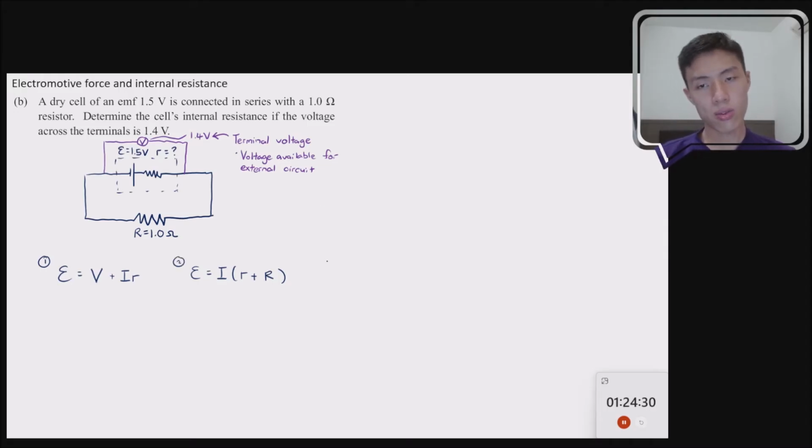Then you can also talk about the whole situation in terms of a potential divider. Let's say we are interested in what's available for the external circuit. What's available for the external circuit is the terminal voltage. In total, you have 1.5 volt, but it's shared between the internal resistance and the resistance outside the battery. Both of them are sharing this EMF, but if you are interested in what's available for the external, that will be the external resistance, which is the resistance outside the battery.